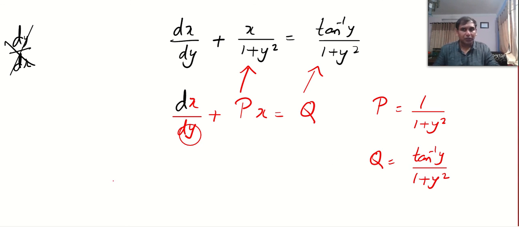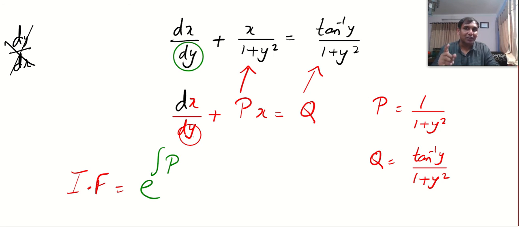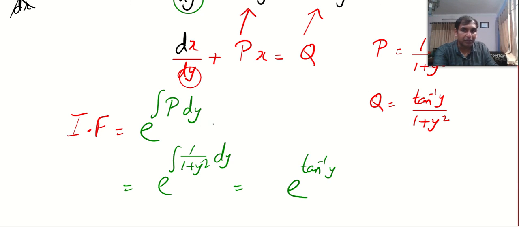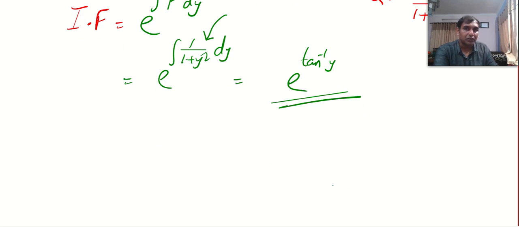Okay, now as usual, the integrating factor. What is the formula for integrating factor? E to the power integral p, not dx, here this one, dy. So that will be e to the power integral 1 by 1 plus y square dy. That will be e to the power tan inverse y. Please brush up your integration formulae if you are not that good with them. Now let's go for the solution.